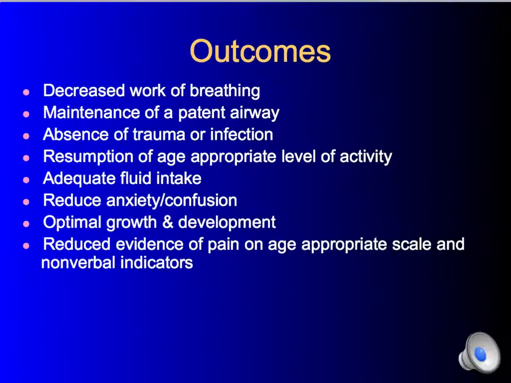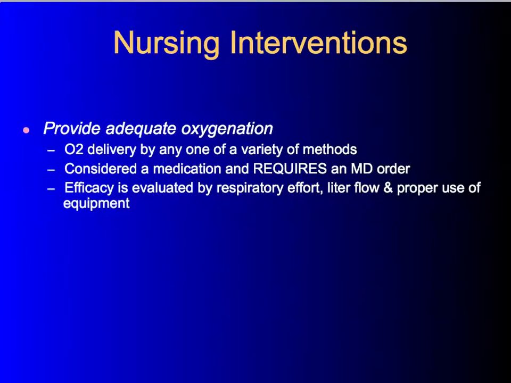So the outcomes that our nursing interventions should obtain are decreased work of breathing, maintenance of a patent airway, absence of trauma or infection, resumption of age-appropriate level of activity, adequate fluid intake, reduction in anxiety and confusion. We want optimal growth and development, and we want to reduce any evidence of pain on an age-appropriate scale and using non-verbal indicators. So one of our goals is to achieve adequate oxygenation.